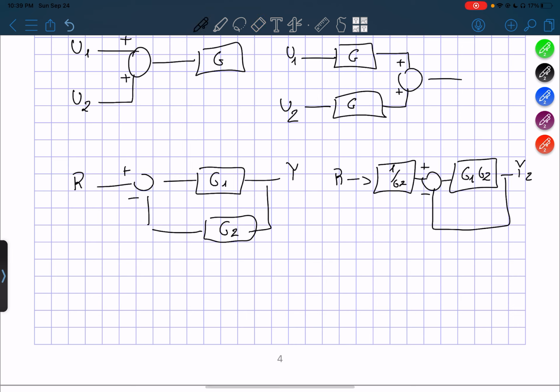Well, we also know, of course, that this gain is going to be something like r divided by g2, and then times g1, g2 over 1 plus g1, g2. It's just a different way to break it down.